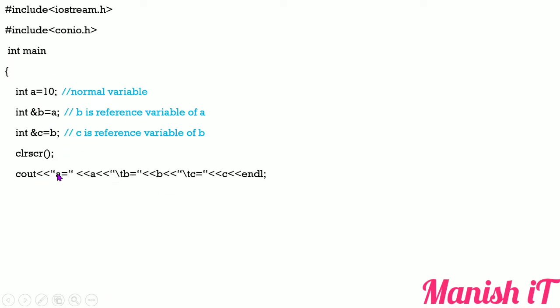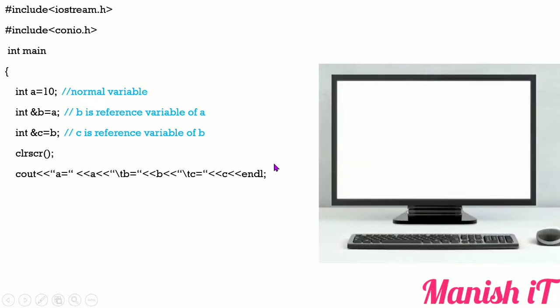So cout, I have written cout a equals to a, b equals to b, and c equals to c. So how is it looking in our computer system? After executing this line, it is simply printed like this: a equals 10, b equals 10, and c equals 10.